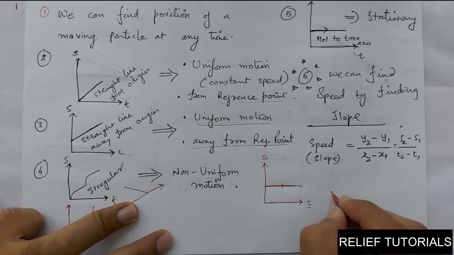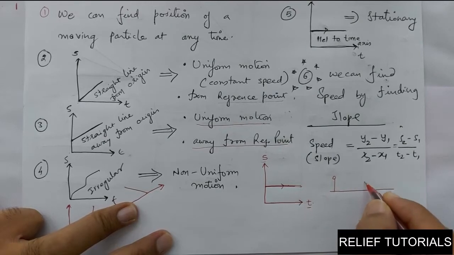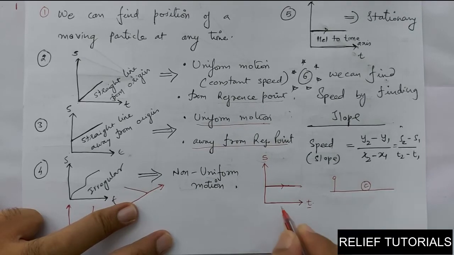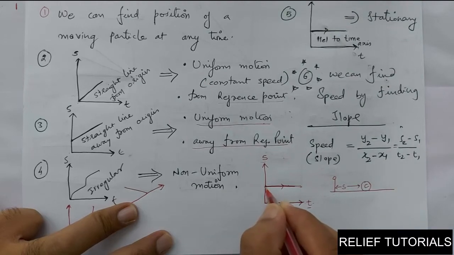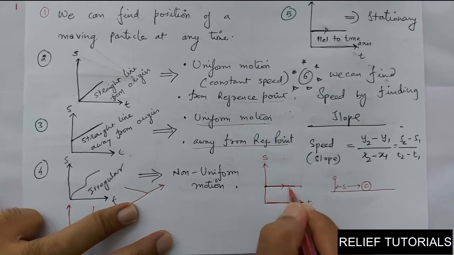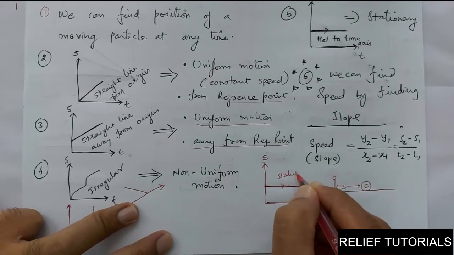For example, this is the reference point, and this is the car. At 9 AM the car is here, at 9:10 the car is here, at 9:15 the car is here. It means the time is going on, but the distance of the particle from the reference point remains constant. Distance remains constant, but time is going on, meaning the particle is stationary.